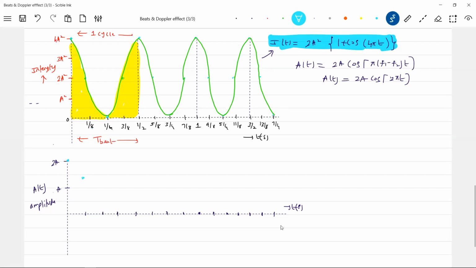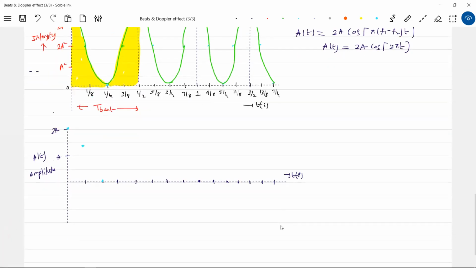Cosine function, I'm asking you to plot the cosine function. This one, 1 by 8. At 1 by 4 it should be 0. Put t equal to 1 by 4, cos pi by 2 will be 0. Put t equal to 3 by 8. 3 pi by 4, again it will come. So this is minus a. This is minus a. Minus 2a, so 1.4.